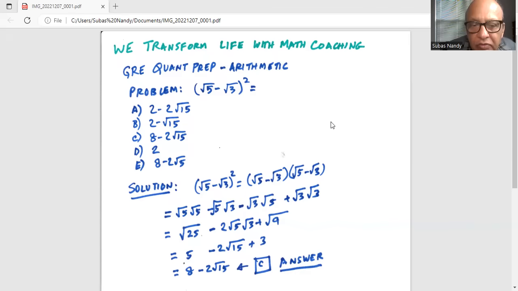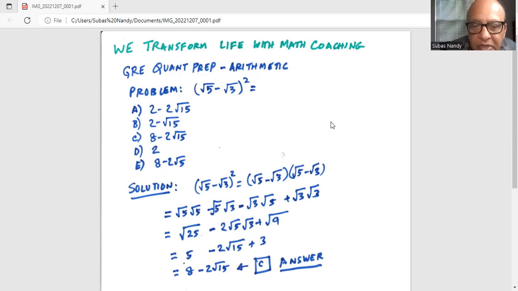So the square root of 5 minus square root of 3, squared, is equal to the parenthesis square root of 5 minus square root of 3, and then again the parenthesis square root of 5 minus square root of 3. So basically we are going to use the FOIL technique. FOIL is first term, outside term, inside term, and last term.